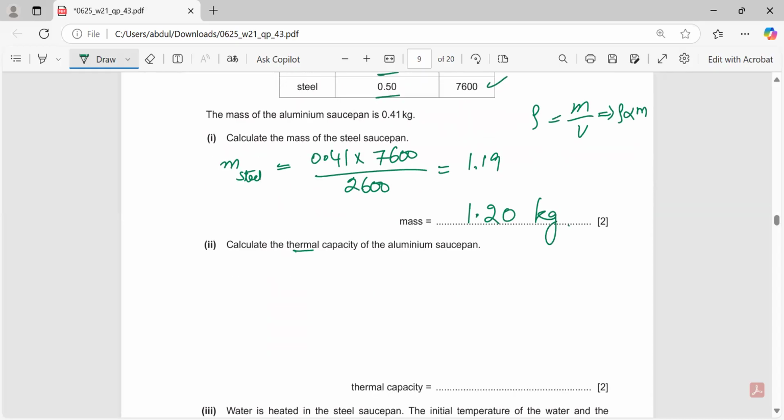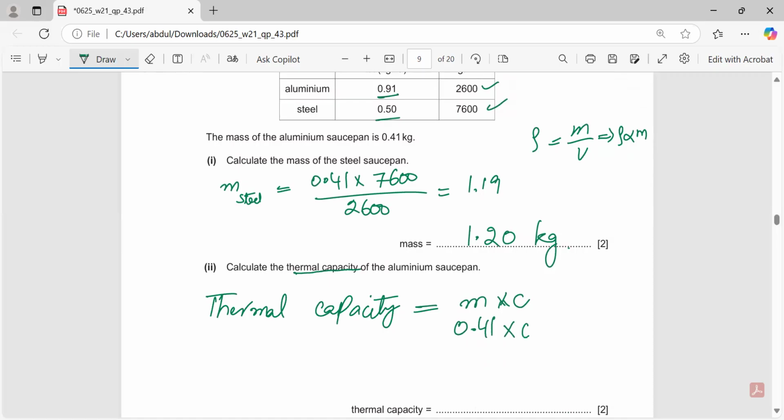Calculate the thermal capacity of the aluminium. Now, dear friends, the formula for thermal capacity is equal to mass times specific heat capacity. So mass of aluminium is 0.41 times the specific heat capacity of aluminium, 0.91. 0.41 times 0.91, so 0.373.